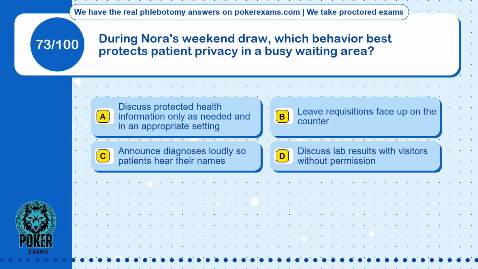Question 73. During Nora's weekend draw, which behavior best protects patient privacy in a busy waiting area? Option A. Discuss protected health information only as needed and in an appropriate setting. Option B. Leave requisitions face up on the counter. Option C. Announce diagnoses loudly so patients hear their names. Option D. Discuss lab results with visitors without permission.